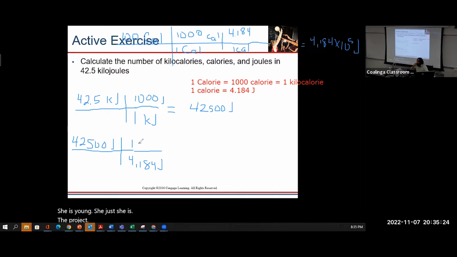Okay, so what did you guys get? You got 10 point something, you said? 10.2 or 10.15, but it rounds to 10.2. But that's thousands, right? Wait, hold on. You must have done the kilo. Which one are you asking me about? This was just calories.